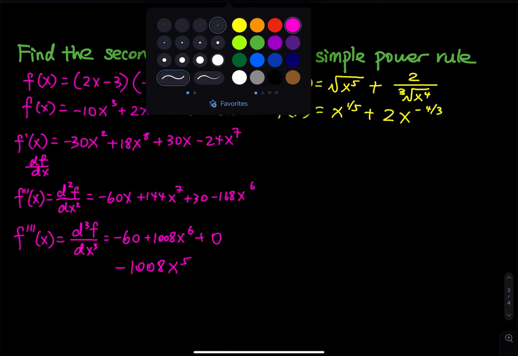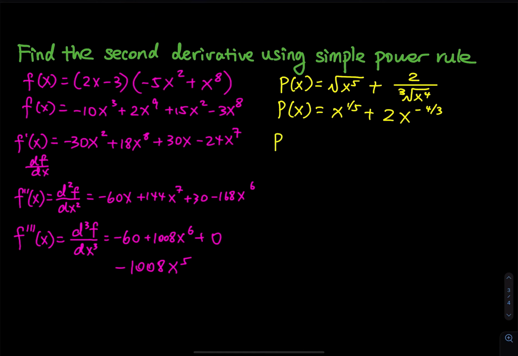So moving on to the yellow problem. We have p prime of x, also known as dp dx. You bring the 1/5 down, and then x raised to the 1/5 minus 1. I said 1/5, huh? You probably caught this mistake already. This is 5/2. Okay, I'm sure most of you caught this mistake already. 5/2. Then we have to redo this.